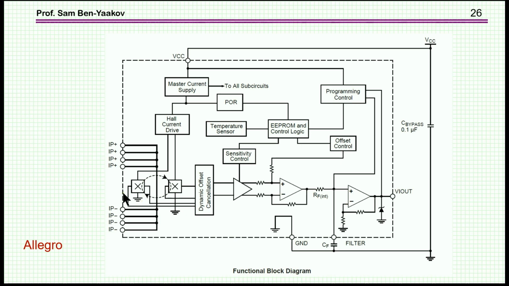This unit is a little bit more complex, it's more accurate, it's more sensitive, and again it has all these elements that I've mentioned. It has the temperature sensor and correction, and then you can again program it in order to change the sensitivity and the offset, and you get an analog output.